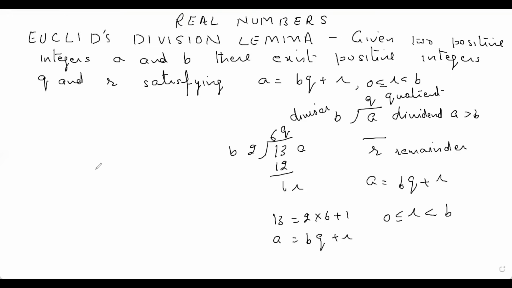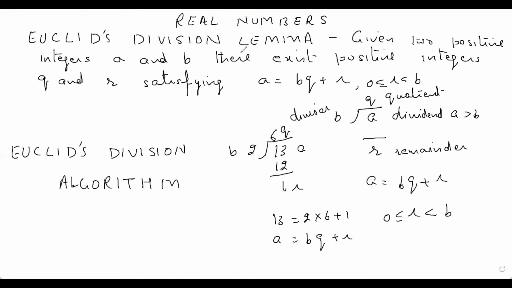Now, this is Euclid's division lemma. Let me repeat it. Given two positive integers a and b, there exist positive integers q and r satisfying a is equal to bq plus r, and r lies between 0 and b, and there is an equality sign with 0. On the next page, I am going to explain Euclid's division algorithm.